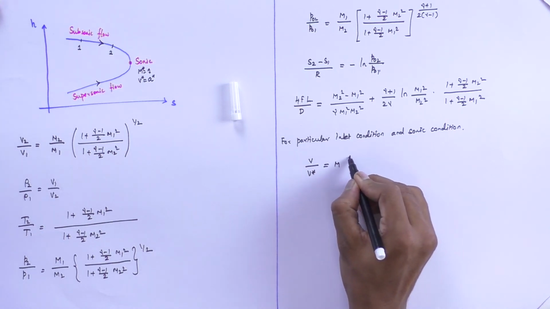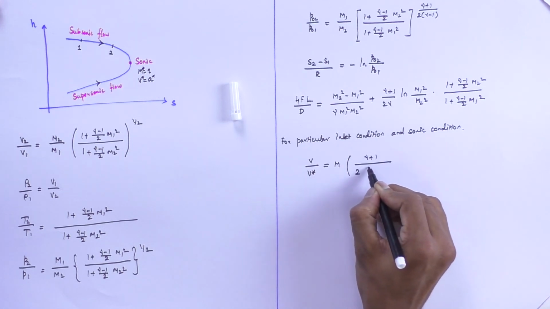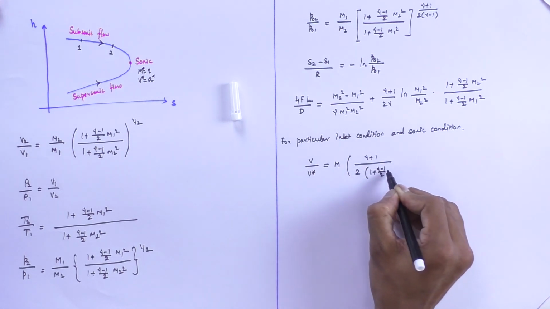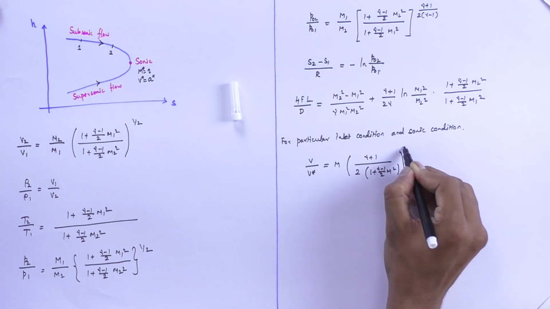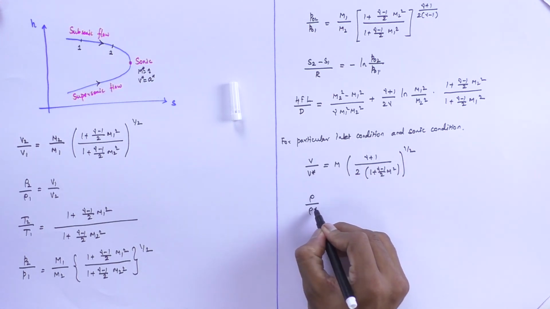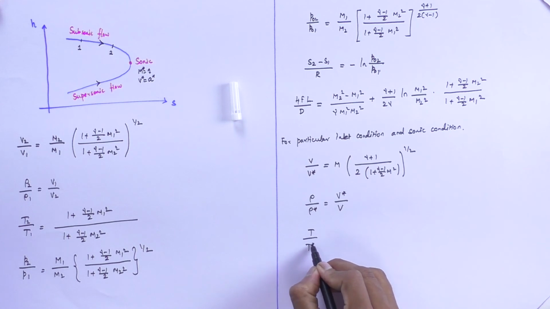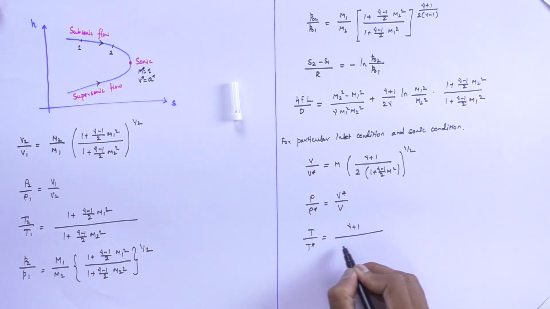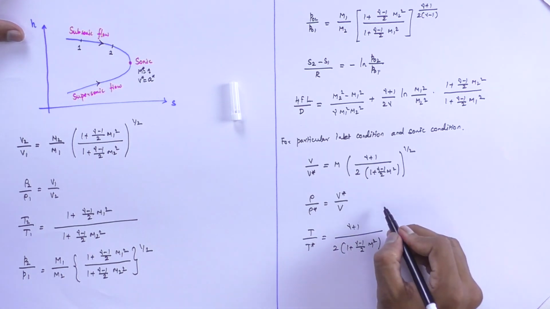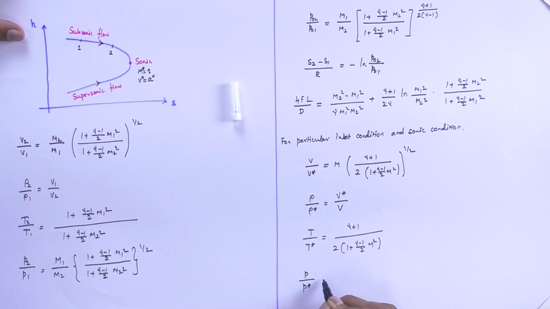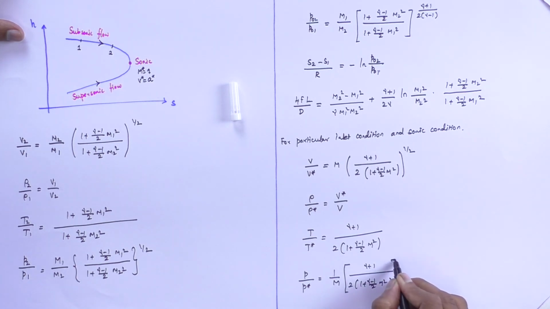M into (gamma plus 1 divided by 2 into 1 plus gamma minus 1 by 2 M square) whole power 1 by 2. Then rho by rho star is equal to V star by V. T by T star is equal to (gamma plus 1) divided by 2 into (1 plus gamma minus 1 by 2 M square). Then P by P star is equal to 1 by M into (gamma plus 1 divided by 2 into 1 plus gamma minus 1 by 2 M square) whole power 1 by 2.